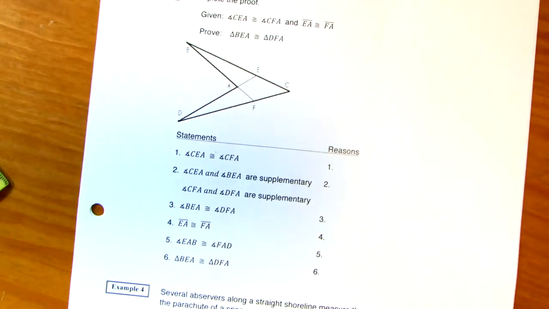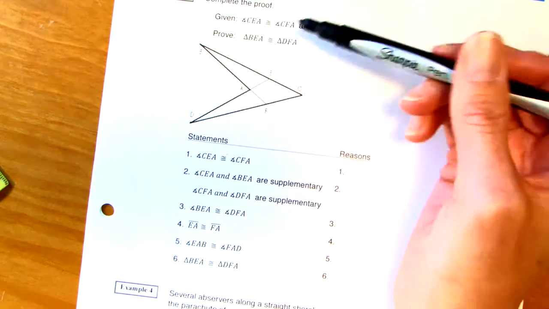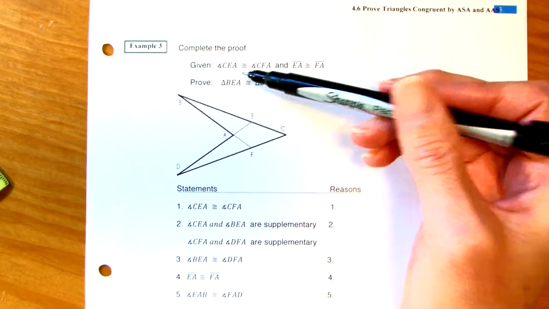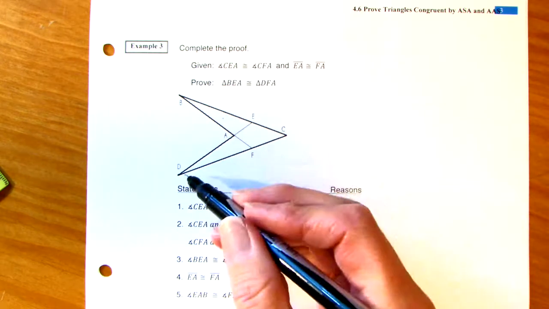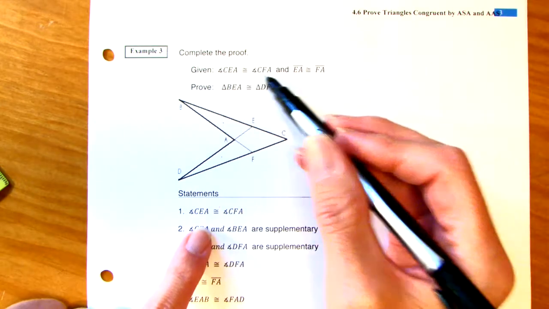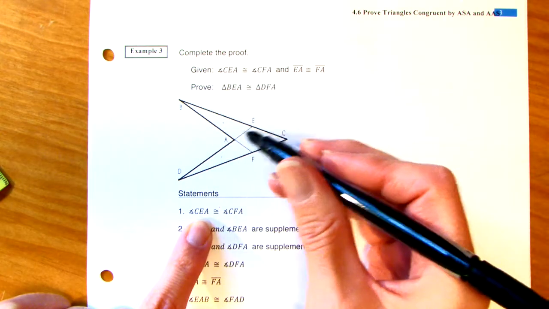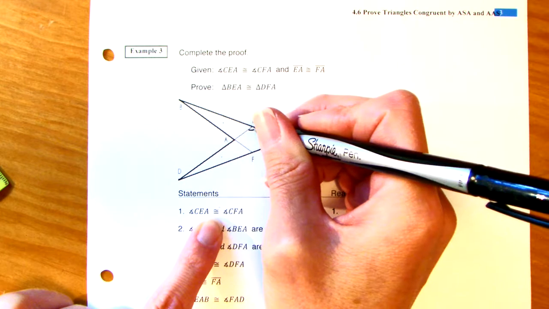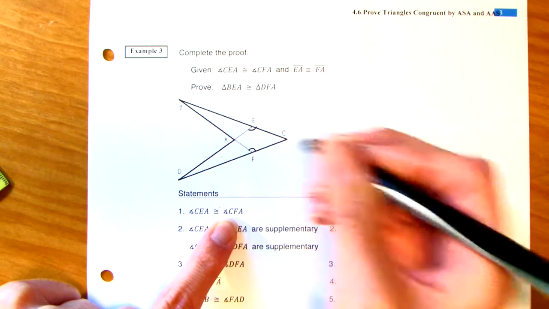Next one. This one looks complicated. So it probably is. Here we go. See if we can figure it out. Complete the proof. Okay, I like to look to see what we're trying to prove here. BEA, that's this bottom triangle, is congruent to DFA, this one here. Okay. So, and notice I'm splitting apart the given here. CEA, that's CEA, is congruent to CFA. So this angle is congruent to this one.